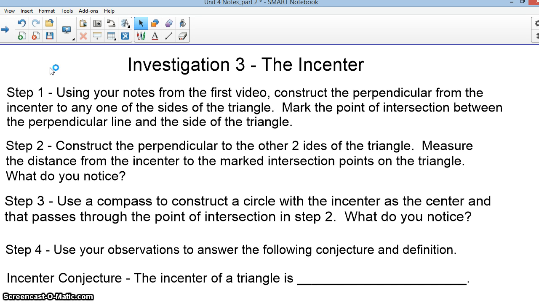Now, on step two, I want you to do that for all three sides. So you should have three markings on the three sides where those perpendiculars are.